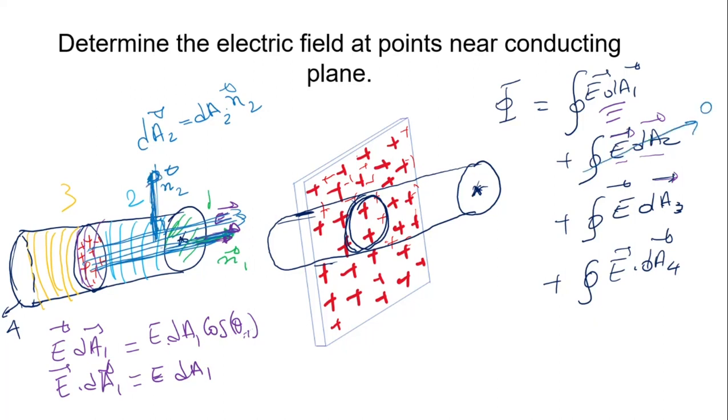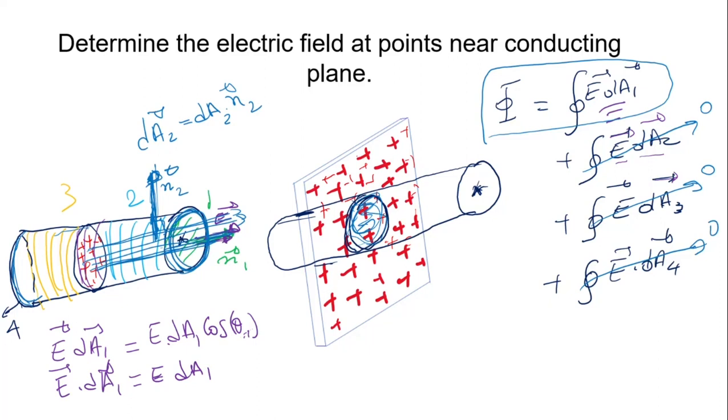For area 3, there is no charge because we have a conducting surface. The charges are only on the surface. If we go below the surface, there are no charges. So this electric flux is 0. The same thing for area 4. There is no electric flux because there is no charge. Our electric flux is 0. Now, the only electric flux I have is the one on this surface, area 1.